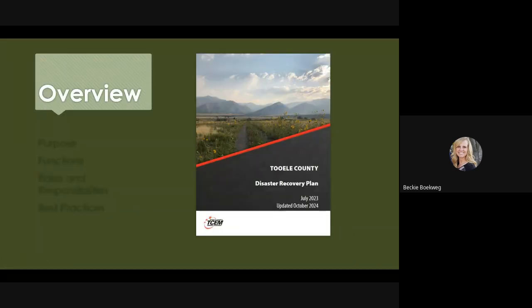While this is an overview of the plan, it is encouraged that you read the entire plan because there is a lot of relevant information that is needed before and during recovery of a disaster. These videos are meant to give you a high-level understanding of the disaster recovery plan, its purpose, its functions, roles and responsibilities, and best practices. This is not a replacement for reading and understanding what is in the plan.